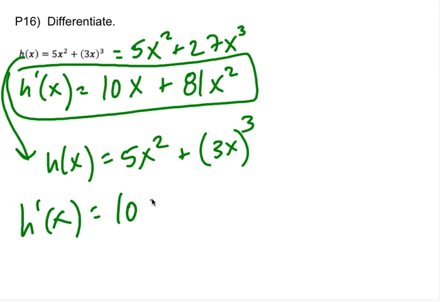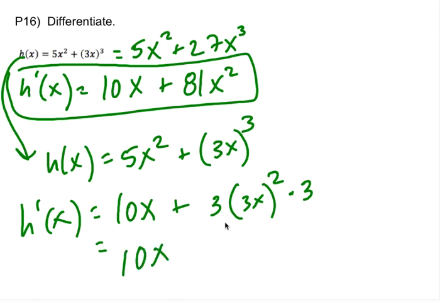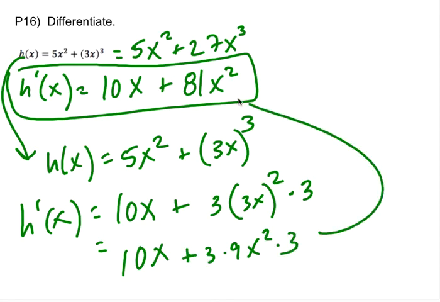So this is still going to be a 10x, right? But this one, when you differentiate stuff cubed, you're going to get 3 stuff to the second times the derivative of the stuff. And if you clean that up, here you still have that 10x, but here you have a 3 times a 9x squared times a 3, which is totally an 81x squared. So it's the same thing.